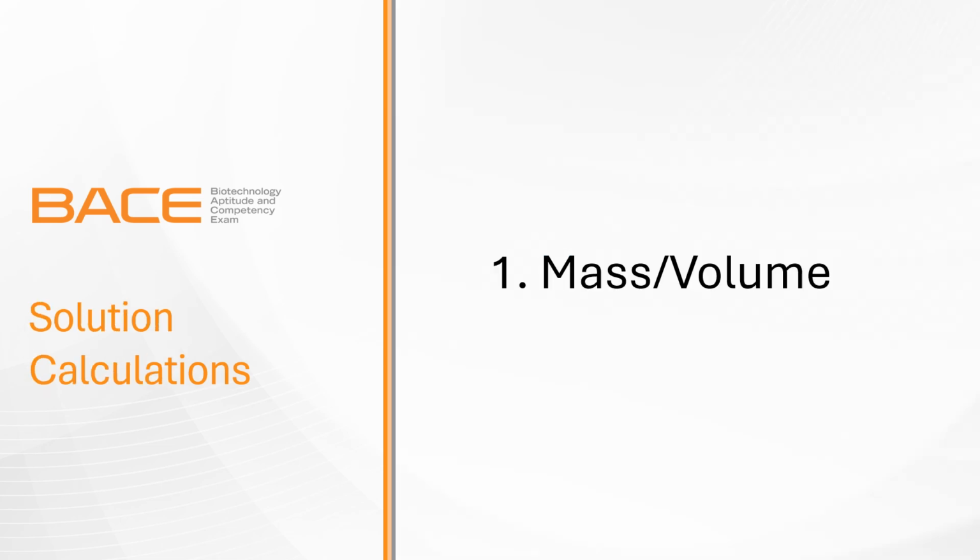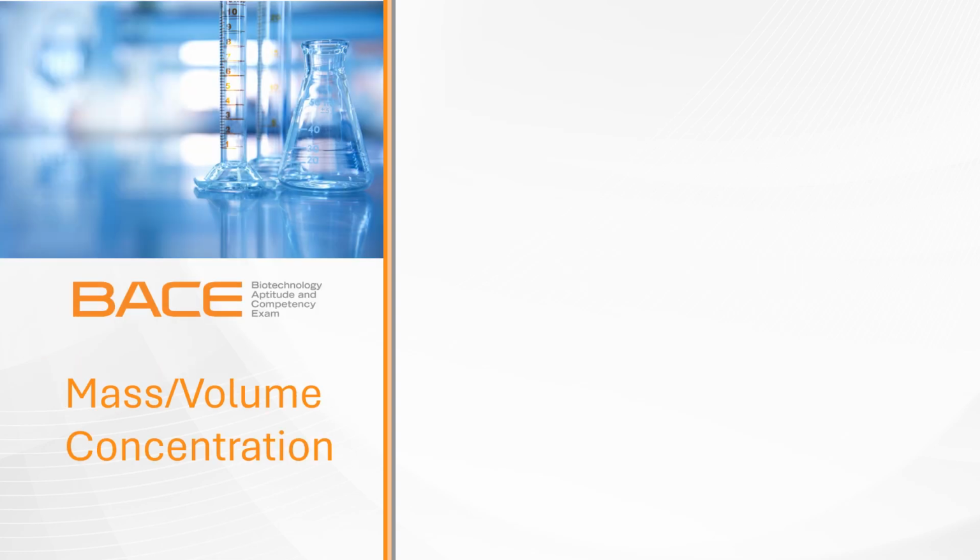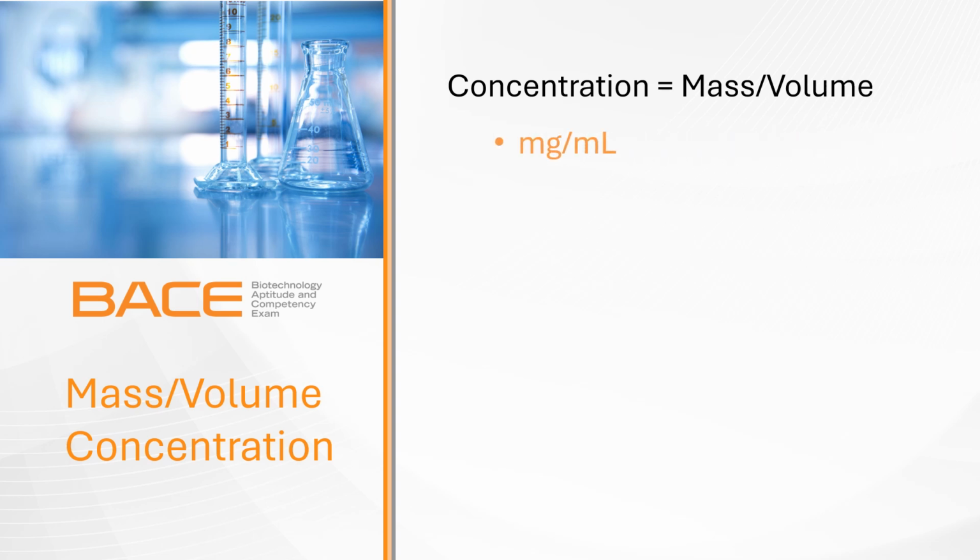Solution concentrations are often expressed as some quantity of mass per unit volume. You will run into these often in the lab when working with purified protein or amplified DNA samples, or when preparing cell culture media. These solutions are described by the formula concentration equals mass divided by volume. Mass over volume concentrations can be written as mg per mL, or milligrams per milliliter, grams per liter, micrograms per microliter, and even nanograms per milliliter for very dilute solutions.